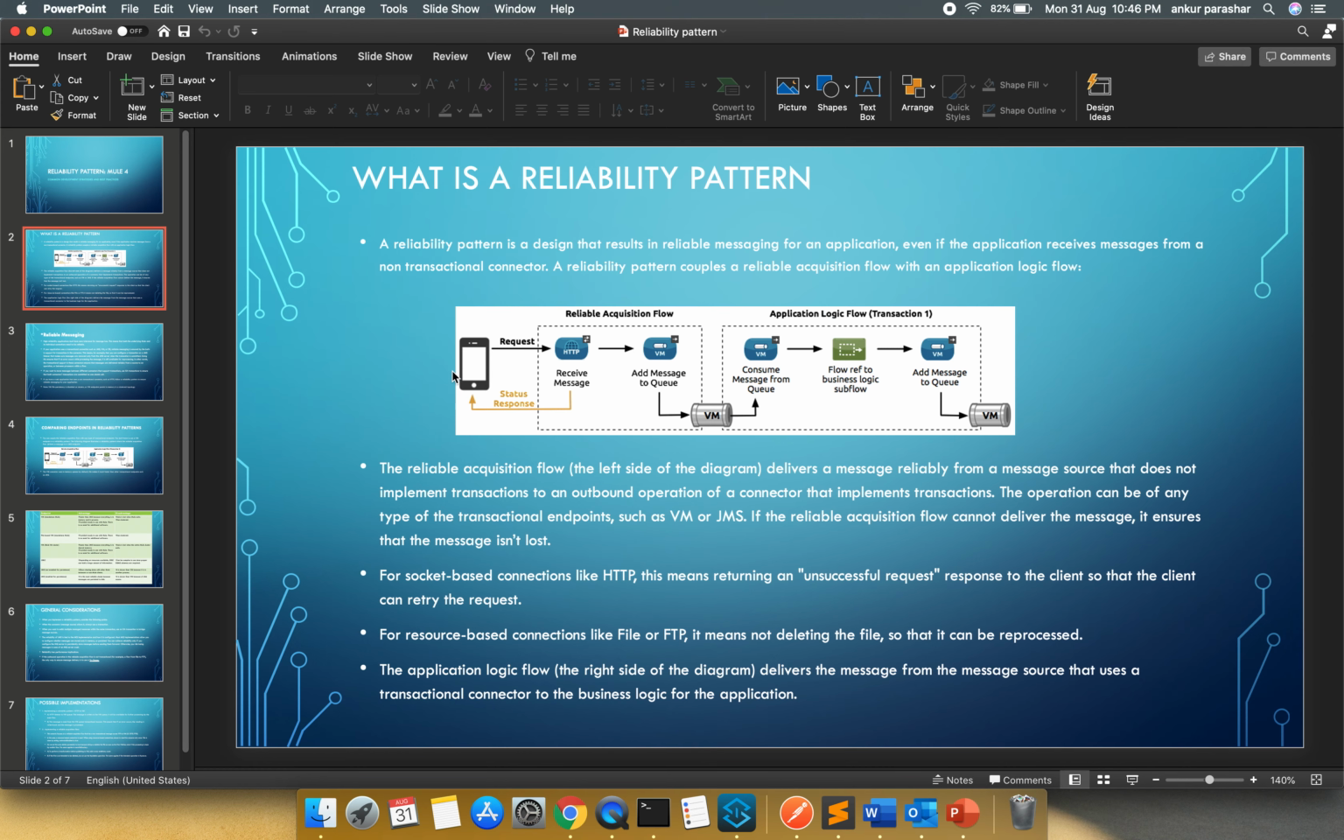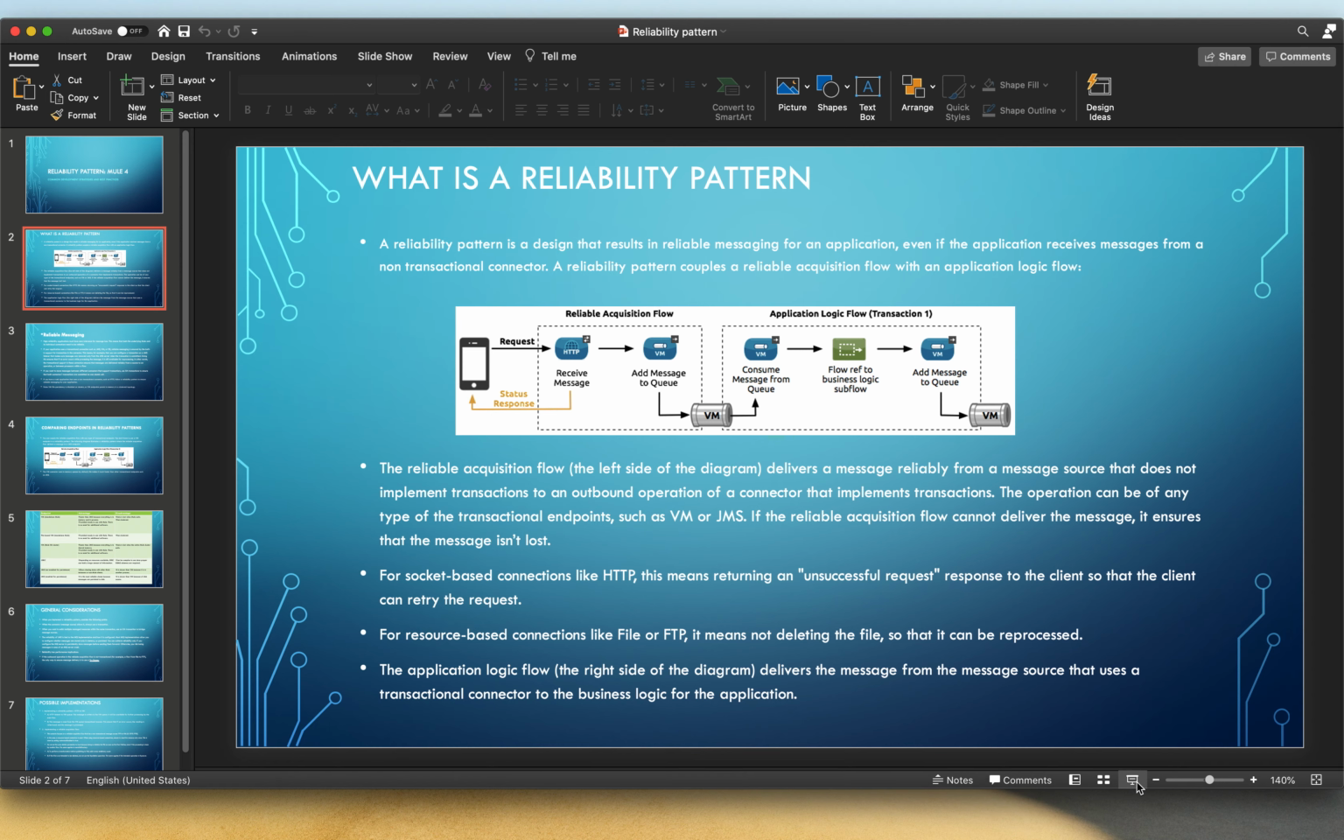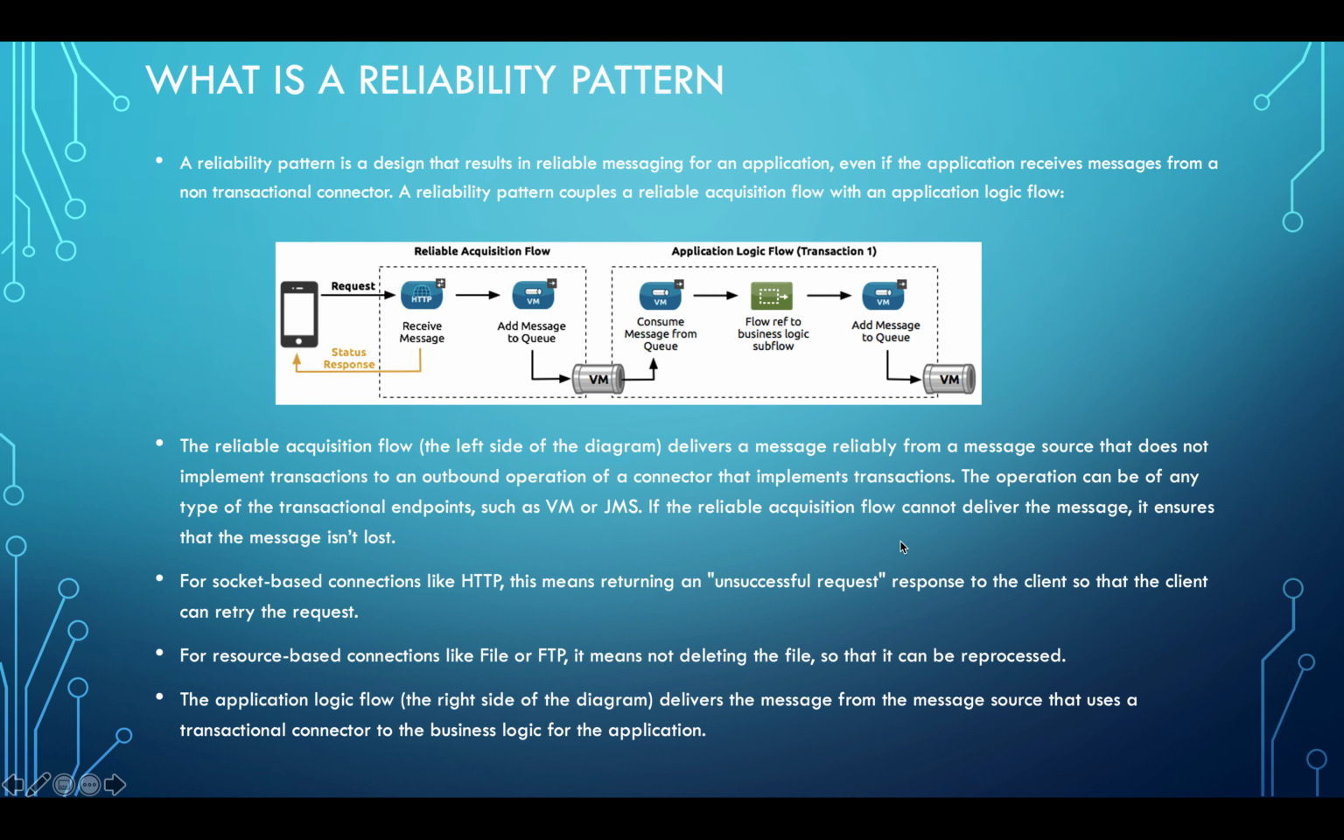Let me go to the presentation mode. Yeah, so a reliability pattern is a design that results in reliable messaging for an application. No matter if there is a disconnect between the two layers, the message should be intact and should not be lost. So the reliability pattern couples a reliable acquisition flow, that is the first one, and the second is the application logic flow, in which you can have the business flow or any transformation in between. The thing which will be integrating these two flows could be a VM, JMS, JDBC, or a file or FTP or whatever.